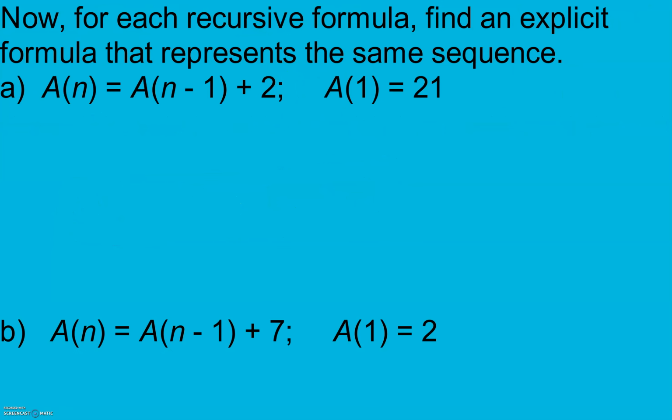Now, feel free to pause here and give this a try if you'd like. We start off with a recursive formula. Remember, a recursive formula has 2 rows and we have to repeatedly add. We're looking for the explicit formula, which is exactly one equation to give us the exact value we need. A of n equals our first term plus n minus 1 times our common difference. First term here is 21, and our change every time is 2.